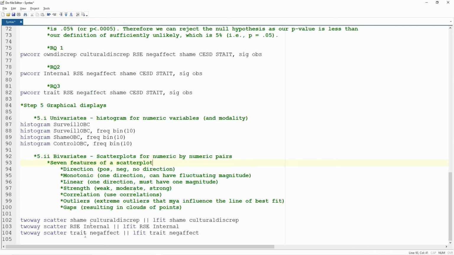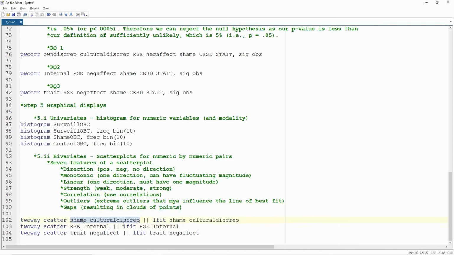We're going to look at 3 scatter plots in particular, and then I'm going to challenge you to go away and do the rest on your own because there's lots of them. But for every scatter plot, you want to comment on 7 different features. The first is going to be the direction. Maybe it would be better if I show you a scatter plot first and we can talk about these things. So let's look at the first scatter plot.